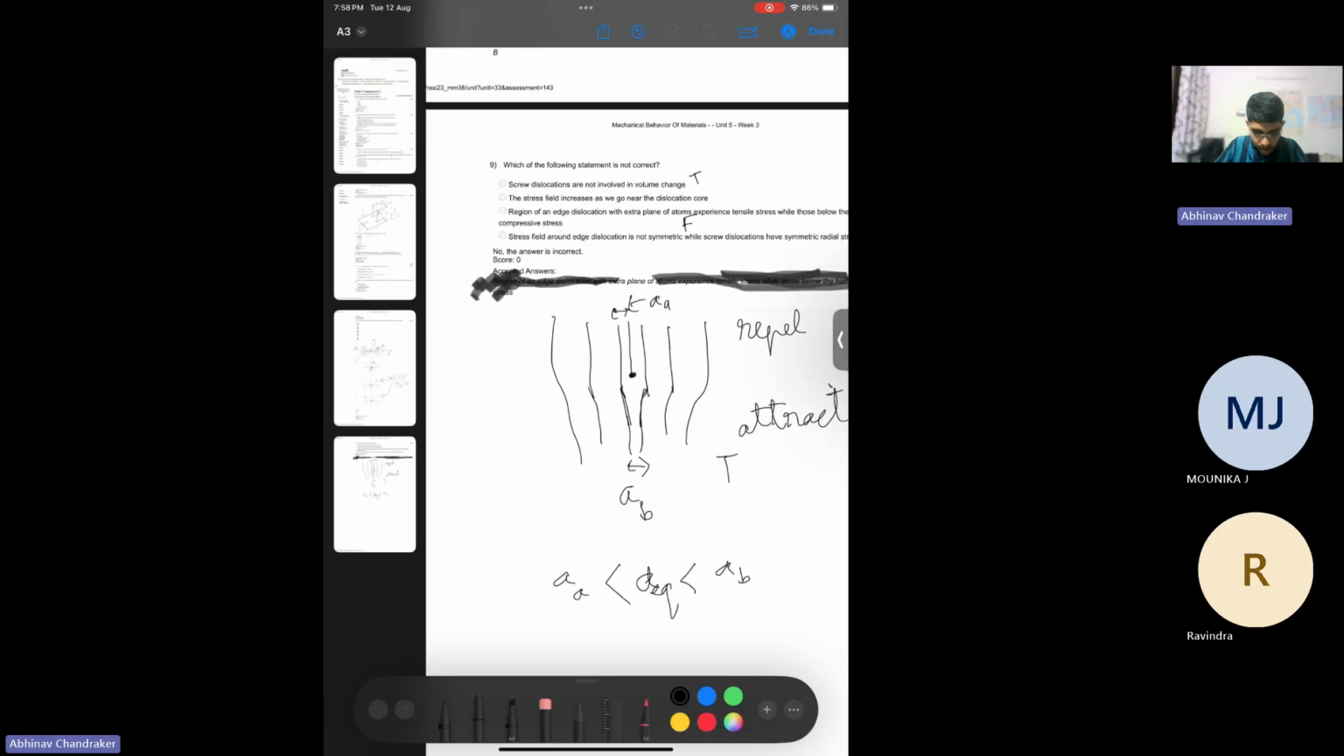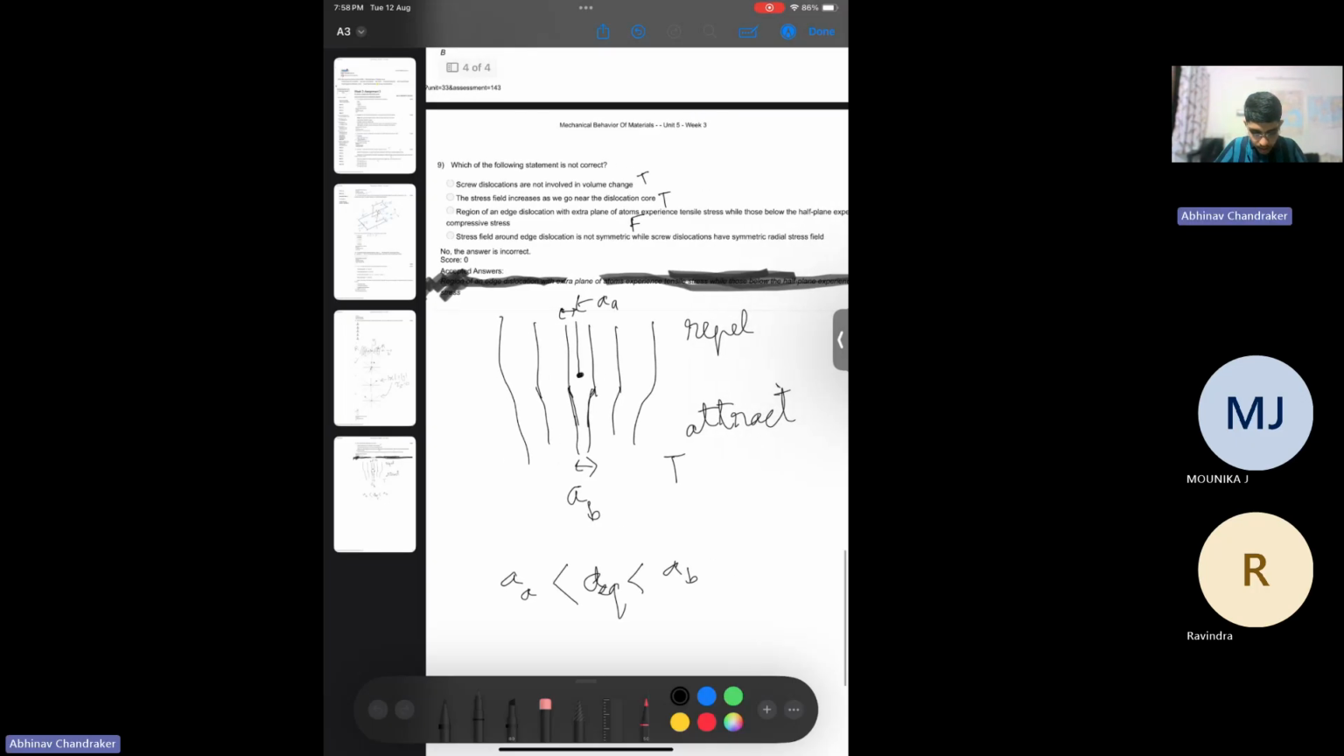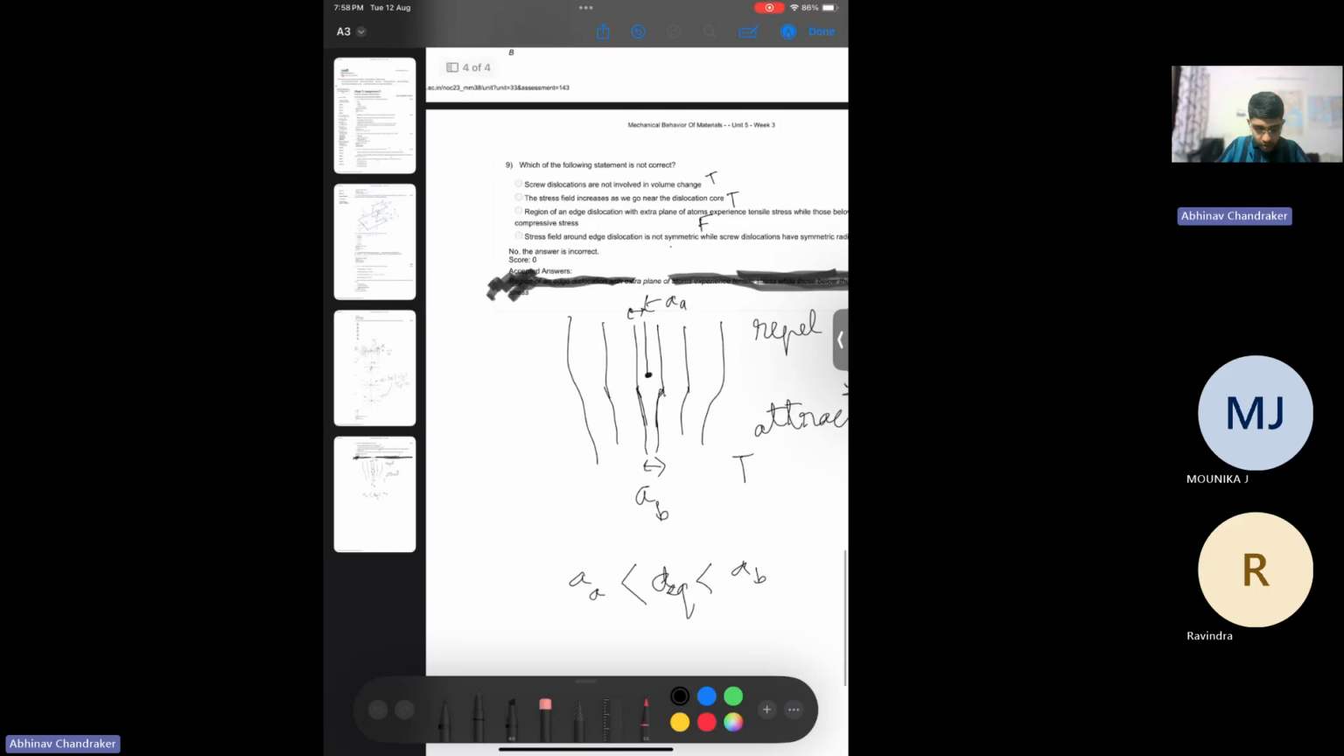Third statement. The fourth statement says the screw dislocation has a symmetric radial stress field. This is true. Screw only has a shear stress field and it is symmetric, with circular symmetry. Edge does not have symmetry. It is more complex. So the answer is true, false, true, false. We have to find the false one, so it's option 3.